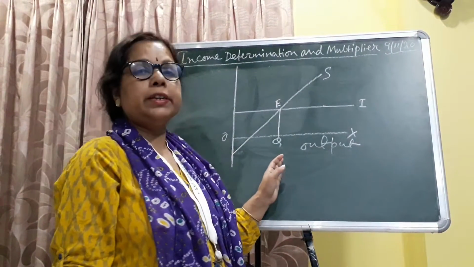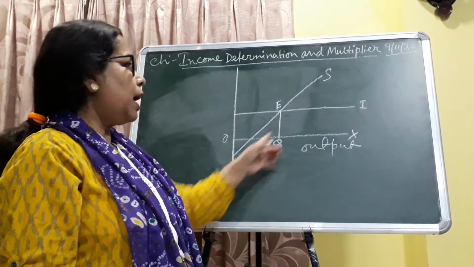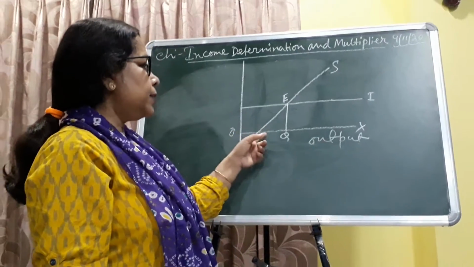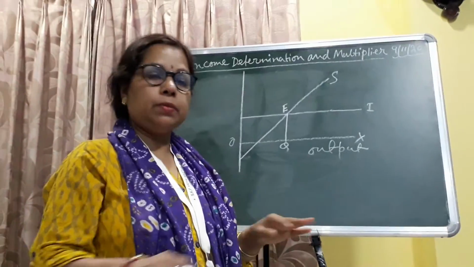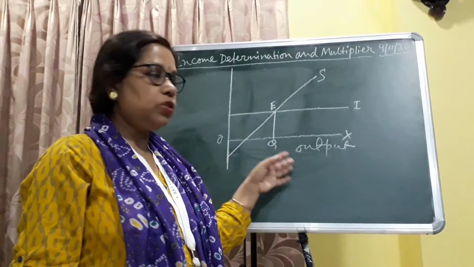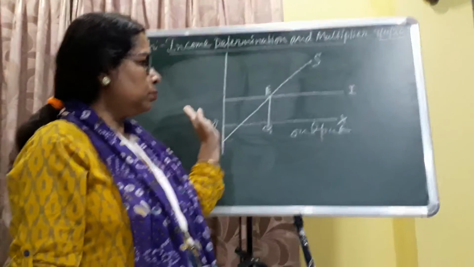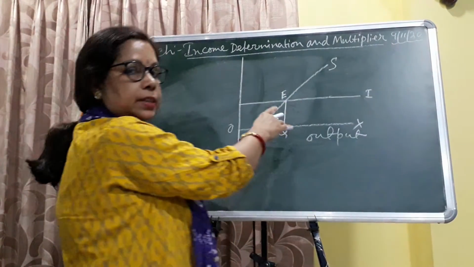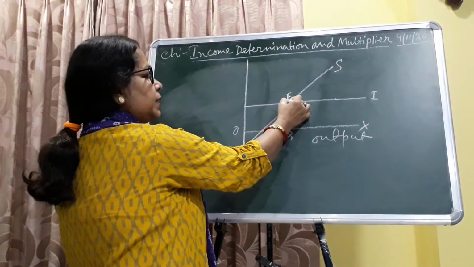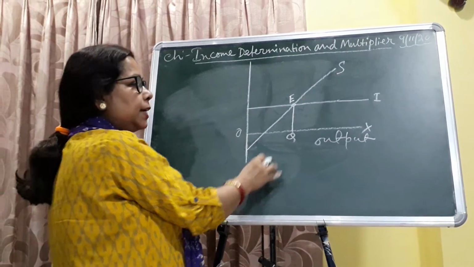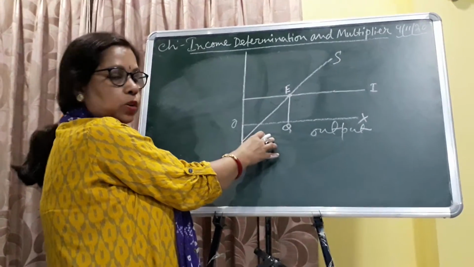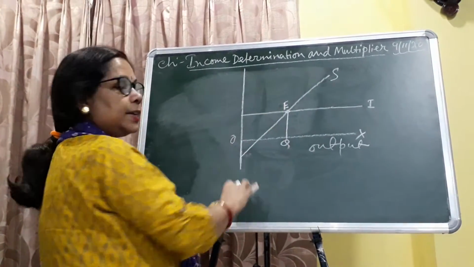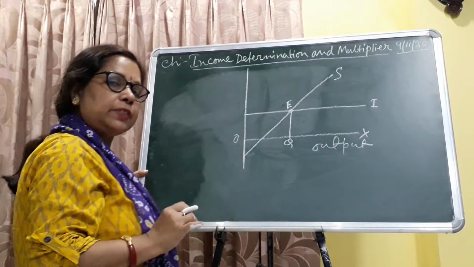Now I have drawn the diagram. The saving line is an upward rising line, because when income increases, saving also increases, and the investment line is a horizontal line because it is fixed, that's why it is parallel to the x-axis. Here the investment and saving lines intersect at point E, the equilibrium point, and at this point output OQ is the equilibrium level of output and employment. So this is the equilibrium situation, saving equal investment.